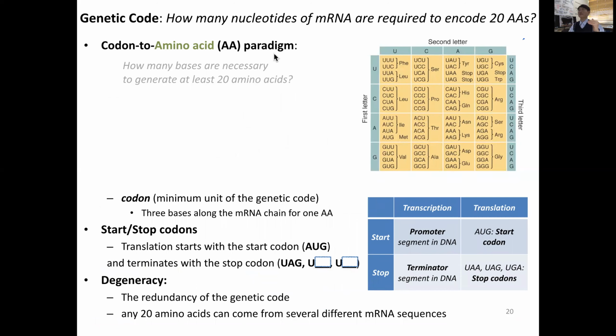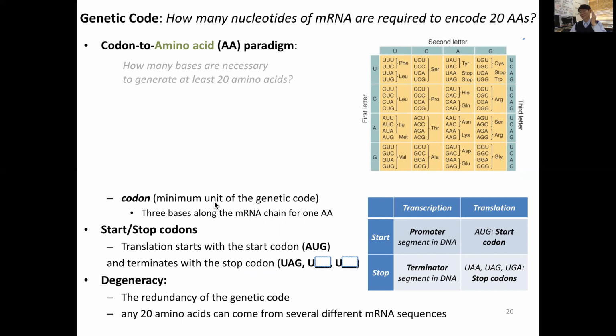Let's think a little further about the genetic code. How many nucleotides of mRNA are required to encode the 20 amino acids? We said 3 bases along the mRNA chain for 1 amino acid is called a codon. That's the minimum unit of the genetic code. And interestingly, there are codons which serve as a start codon and stop codons.